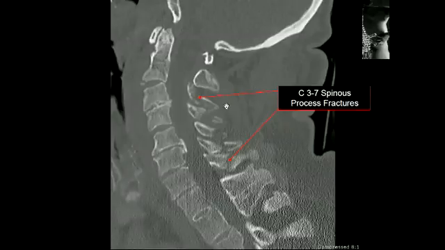And laterally, he has spinous process fractures, and we'll show what these are later when we get into the actual lecture. But these are fractures of the bone in the back. You can see them here, here, here, here, and here. So he broke C3 through C7 spinous process fractures.